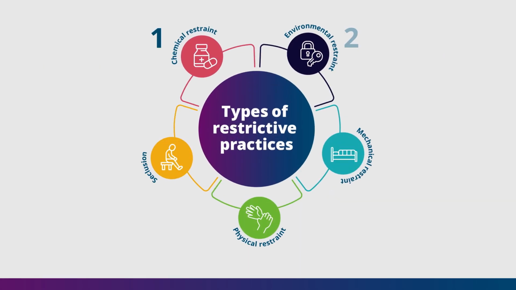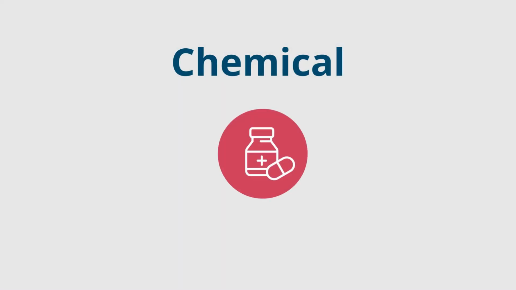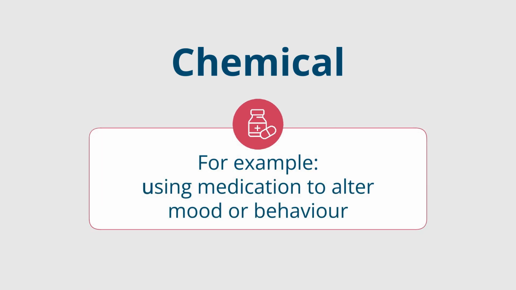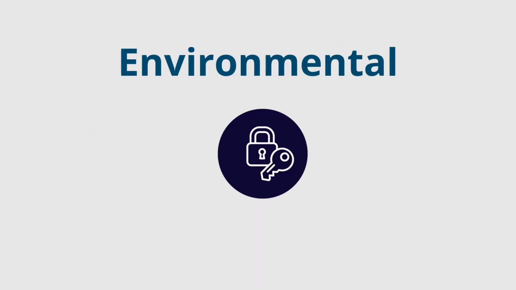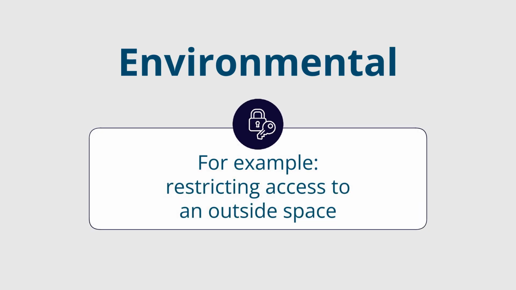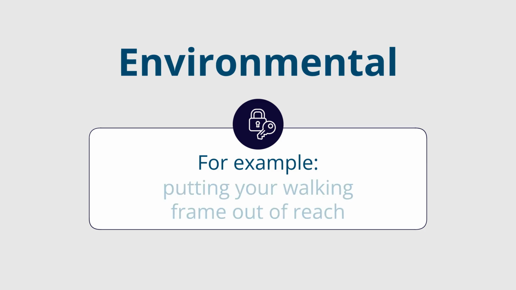There are 5 types of restrictive practices. Chemical, using a medication for the primary purpose of influencing behaviour. For example, using a medication to alter your mood or behaviour. Environmental, restricting free access to all parts of your environment and the community, including items and activities. For example, restricting access to an outside space, such as a courtyard, or putting your walking frame out of reach.